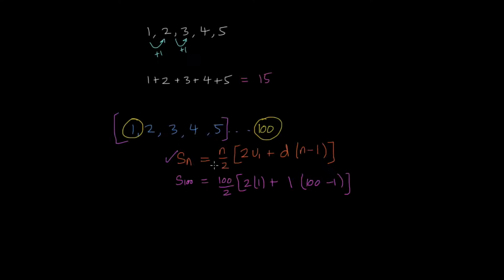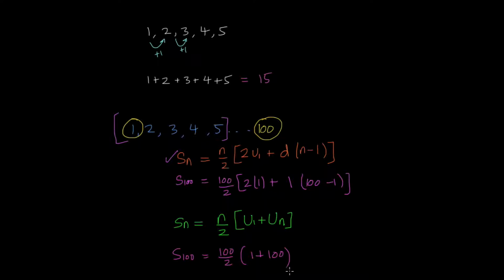But now because I know both my starting and ending value, I could use the other formula, which says S sub n equals n over 2 times u sub 1 plus u sub n. So u sub 1 again is the first term, and u sub n is the last term. And if I were to substitute this, I would have S sub 100 equals n, which is 100 over 2, times my u sub 1 is 1, plus my u sub n is 100.